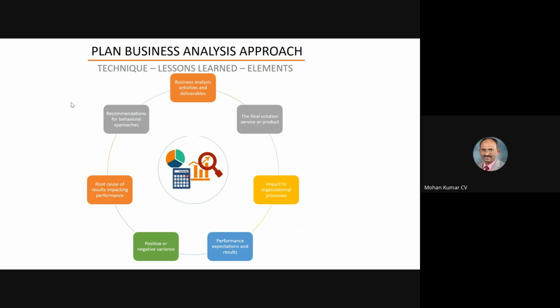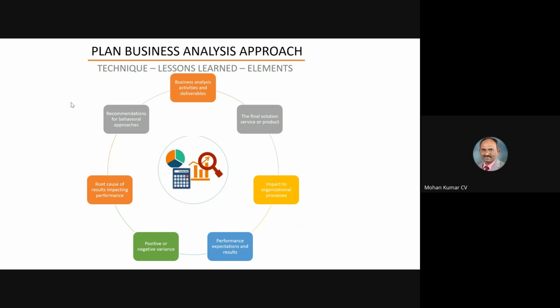So why are we putting that into different elements? It will be difficult for you to just ask what the lessons learned are; people will not be able to say. So you can always ask what it is that you understood which will have impact for our processes.